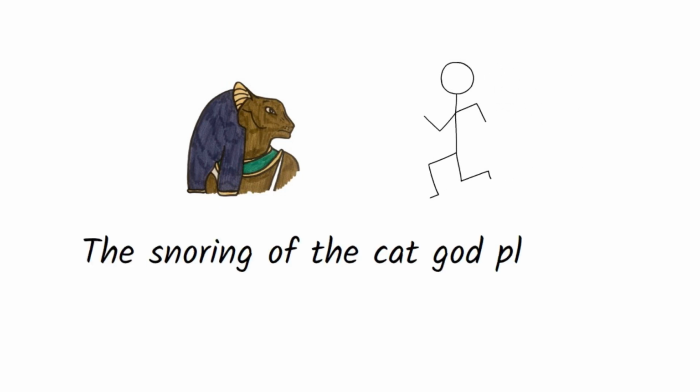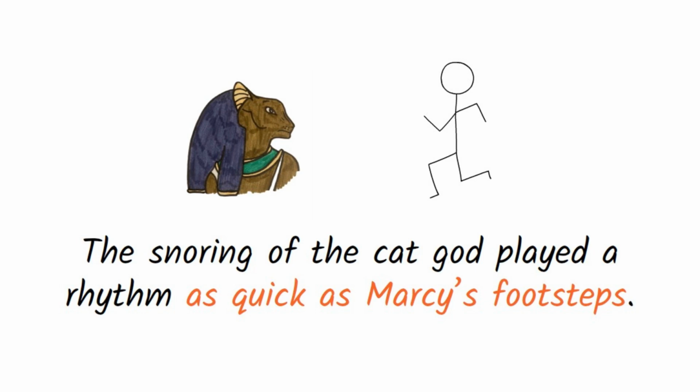And let's look at one more. The snoring of the cat god played a rhythm as quick as Marcy's footsteps. This compares the noise of the cat god snoring to the speed of Marcy's footsteps. Marcy is running, so we know that she can hear the god breathing fast while sleeping.